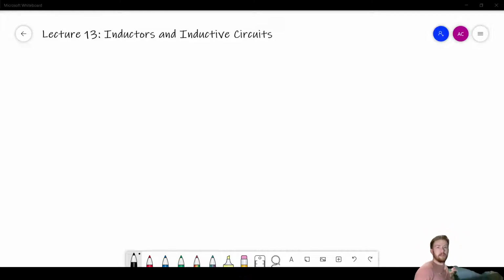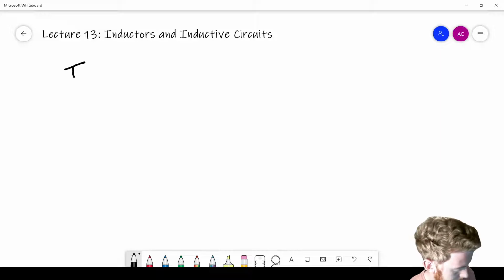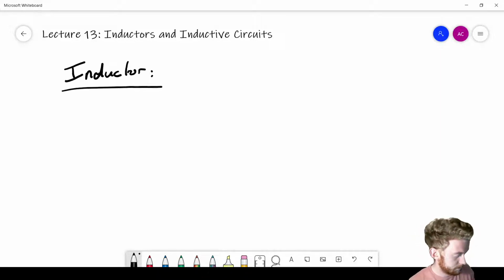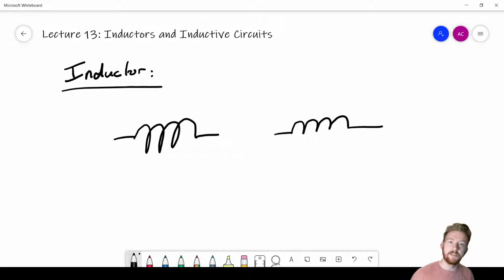The first thing that we're going to do is I'm going to give you the symbol for an inductor. On the whiteboard here, this is the symbol for an inductor. There are actually a couple of different symbols that you can use. One of them looks exactly like a coil, like this. Another one, and this is the one I prefer to use, just has bumps like this. I think that second one is a little bit neater, but it's really up to you. Whichever one you want to use, those are both the same thing.